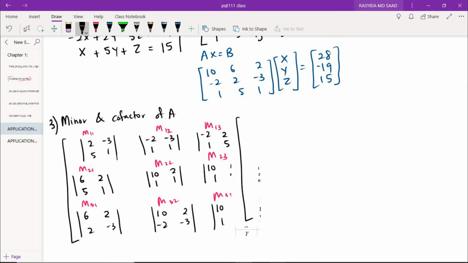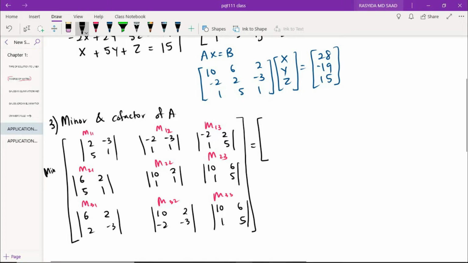We try to solve this one. Sorry about that, I don't know what happened again. So it will be for this one. This is a minor. Okay, A: 2 minus 1, and then negative 1 minus 15, so it will be 70.